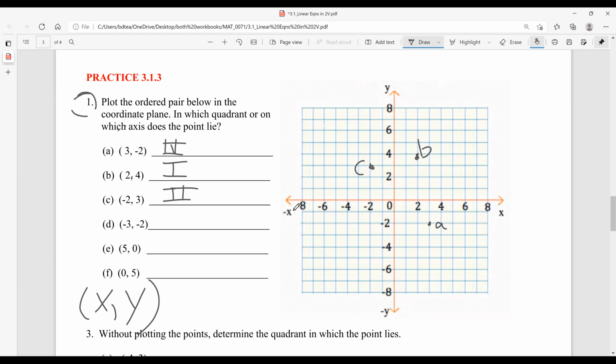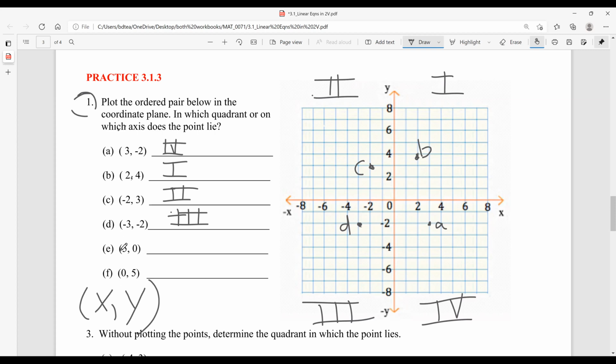-3, -2. Starting at the origin again, you're going to the left on the x-axis, 3 units, and then you're going down 2 units. This point right here represents the point D, and it's in quadrant 3. Again, remember the quadrants are counterclockwise. This is 1, 2, 3, and 4. And the quadrants are written in Roman numerals.